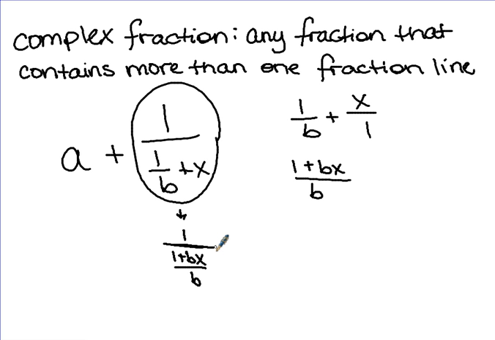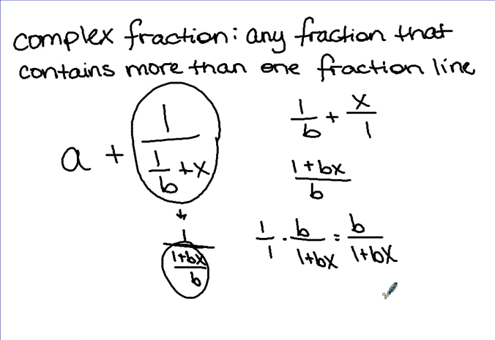In order to simplify this complex fraction, we do the numerator divided by the denominator, or the numerator times the reciprocal of the denominator. So our numerator is 1. We have 1 over 1, and we're going to multiply by the reciprocal of our denominator here. The reciprocal would be b over 1 plus bx. If I multiply across, I get b over 1 plus bx. That b over 1 plus bx has now taken the place of this entire term here, and we've simplified it completely. So now my problem looks like this. I have a plus b over 1 plus bx.